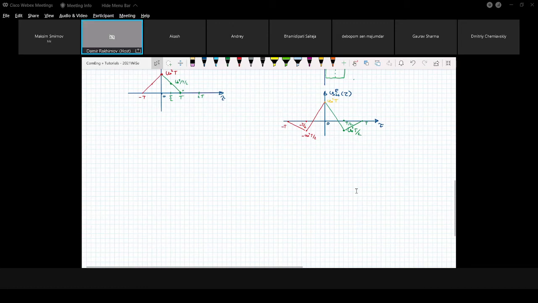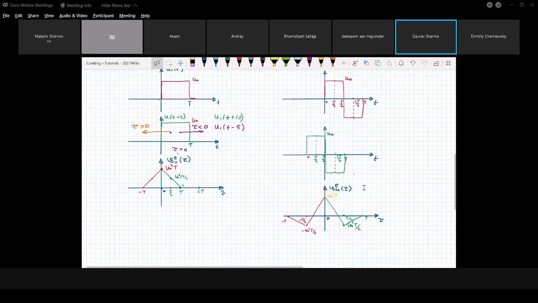Okay. Sir, as you have done for these two signals, we need to shift towards left and towards right. Then we have to compute the correlation. Yeah, this is correct. This is what we do.